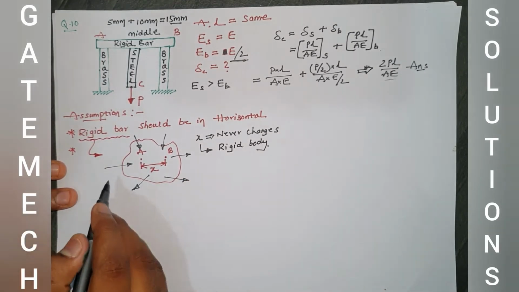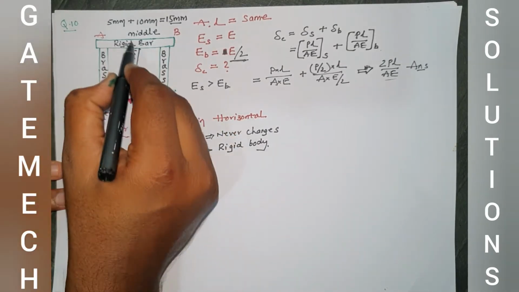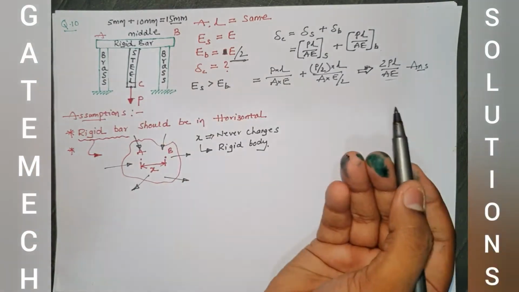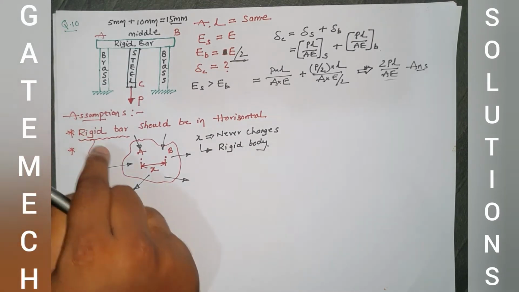If it is not a rigid body, do you know what will happen? This rigid bar, if it is not a rigid body, then the AB member will deflect because of this load. So here there is no deflection because AB is a rigid bar, right? If X changes, that body can be called a deformable body, right? So that is the basic definition of rigid bar.